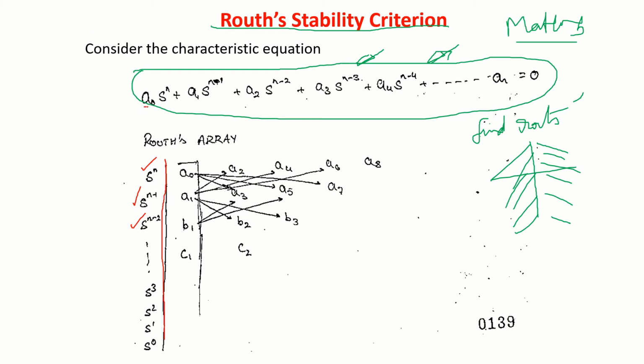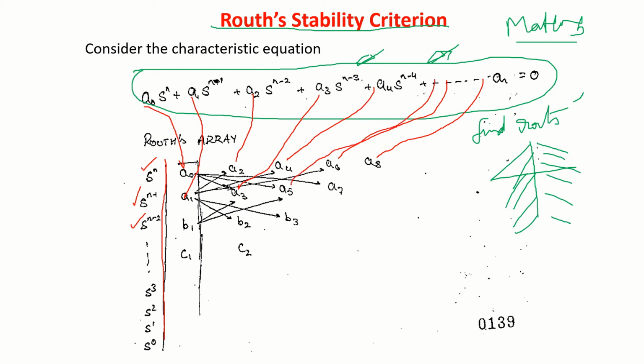Then in the first row, you mark A0, then A2, A4, alternative terms, A6, A8, like this. Then in the second row, A1, A3, A5, like this. A7, you mark this way. Now you have to find out the elements B1, B2, B3, like this.